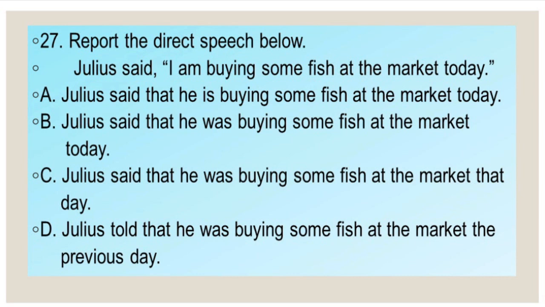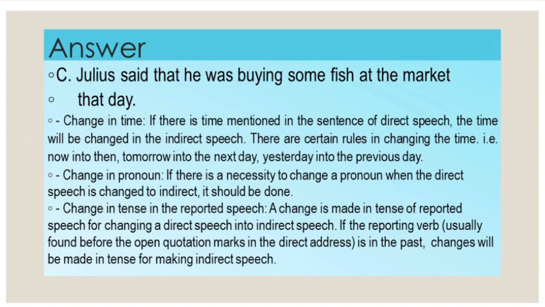Look at I, the pronoun I. Of course, that refers to Julius. In the indirect address, it will become third person, so we are going to change it also. Then there is the time, today. We are going to change it also in the indirect address. So what should be our answer now? Okay, our answer is option C. Julius said that he was buying some fish at the market that day.